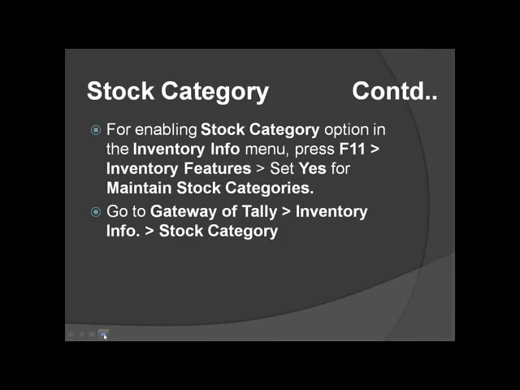By default, in Tally, stock category is disabled. To enable the stock category option in the inventory info menu, press F11. Select inventory features. It displays various features related to inventory management. For enabling stock category, set yes for maintain stock categories. Once it is done, the stock category option will be displayed under the inventory info menu of Gateway of Tally.